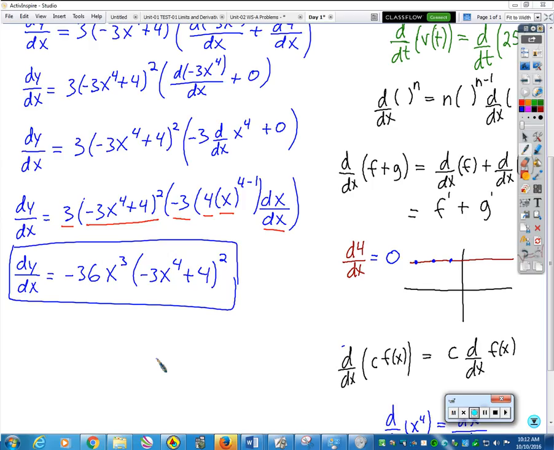I pledge allegiance to the flag of the United States of America.